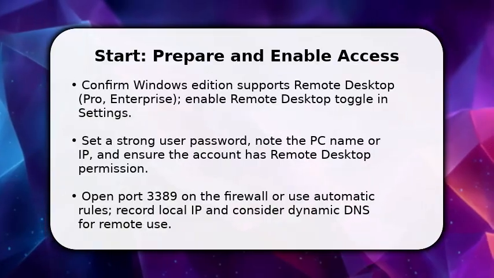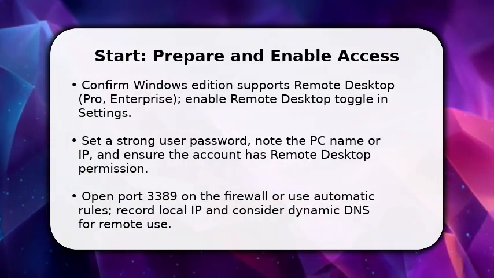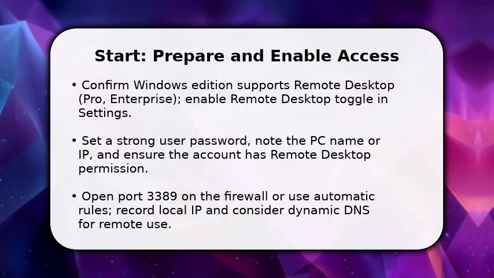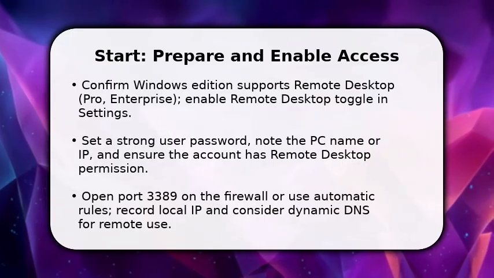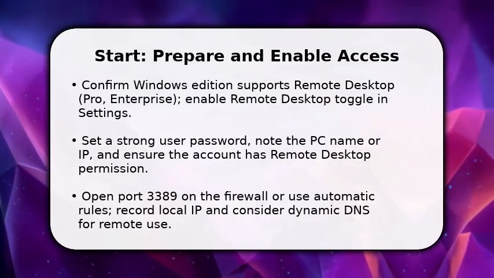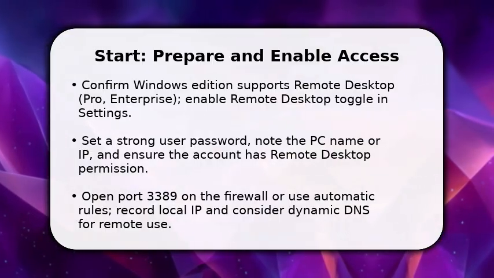You begin by enabling Remote Desktop on the host. Go to Settings, System, Remote Desktop, and turn it on. Make sure the user you'll sign in with has a password and is listed under Allowed Users. Note the PC name or its local IP address, and if needed, set up a simple dynamic DNS hostname.